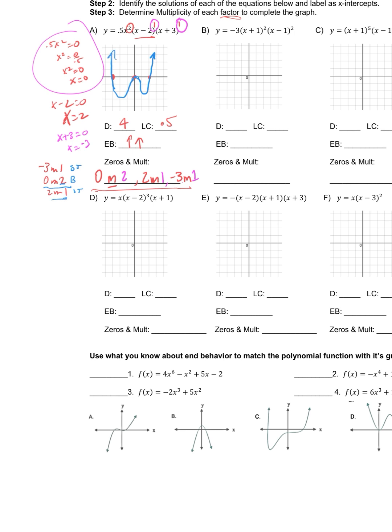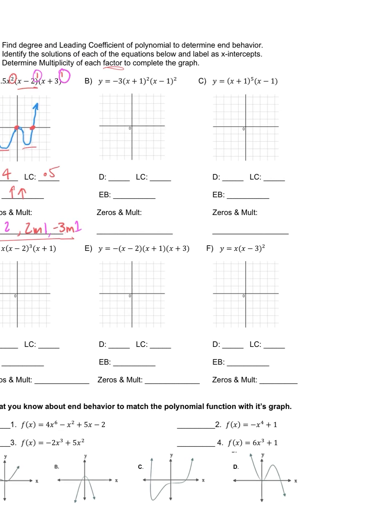Okay, so my zeros are there, and that's what I did at each. Make sure it looks like it's bouncing right there. The reason I have this side going down farther than this one is because there's more distance between negative 3 and 0 than between 0 and 2. Okay, so let's try the next one.